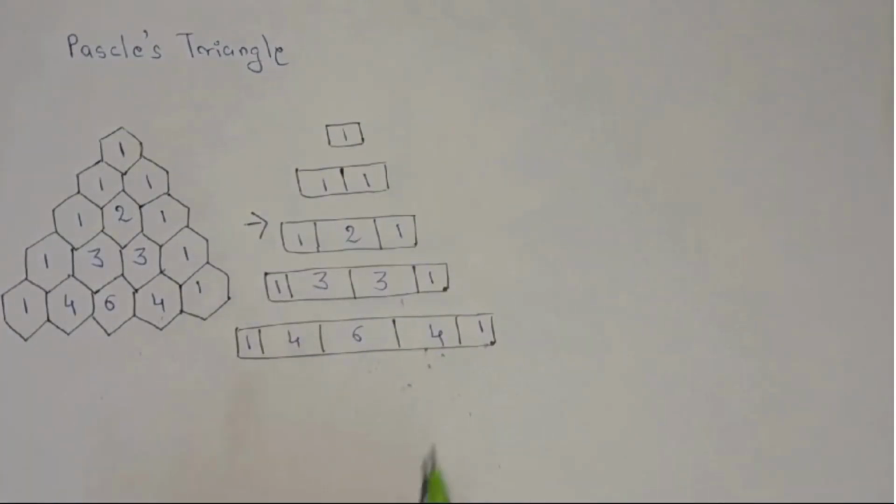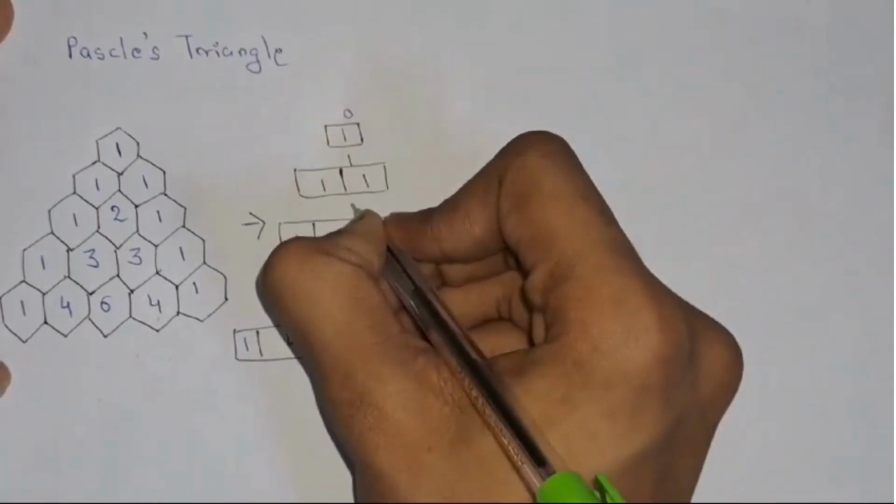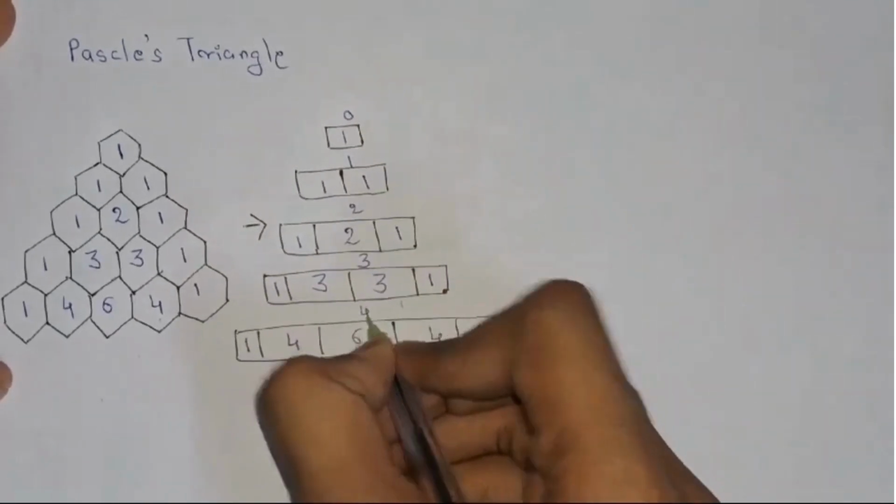So this two-dimensional array has 5 rows, and the first row has 1 column, the second row has 2 columns, the third row has 3 columns, the fourth row has 4 columns, and the fifth row has 5 columns respectively. So the first row has index 0, the second row has index 1, the third row has index 2, the fourth row has index 3, and the fifth row has index 4.